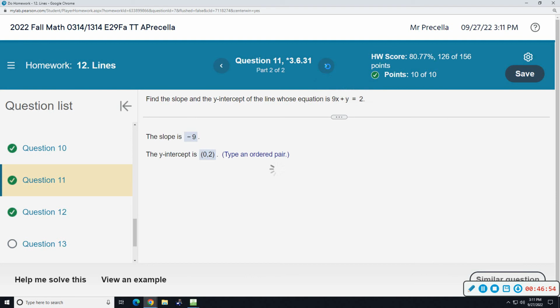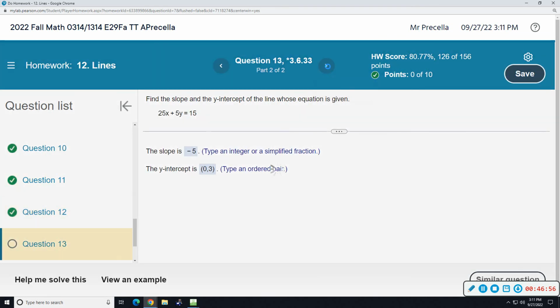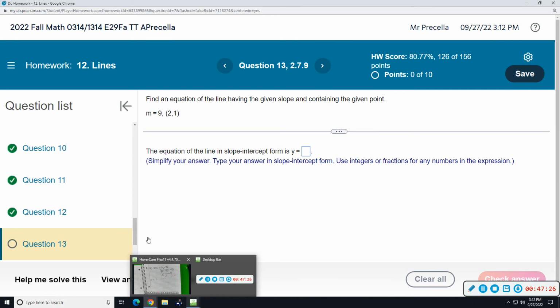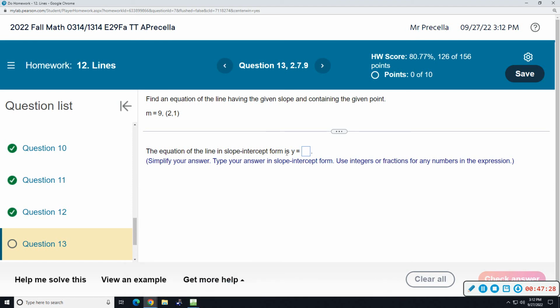Starting with number 13, they're giving you the slope. They want you to write the equation. So let me write it down. 13. The slope is 9, and it passes through the point 2, 1. Slope is 9, point 2, 1. Oh, and they say to write your answer in slope-intercept form.